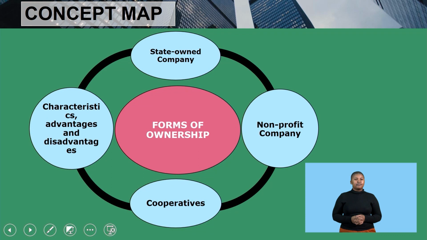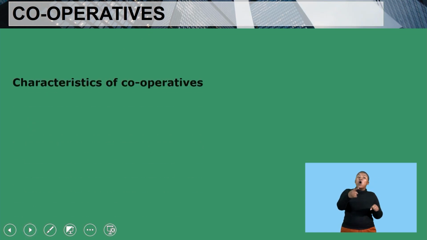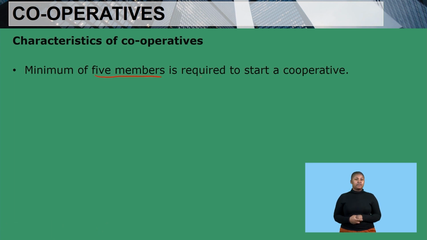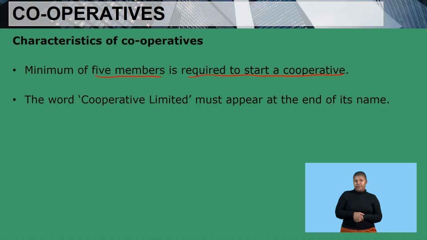Let's move on to our last concept of the lesson, which is the characteristics, advantages, and disadvantages of cooperatives. Characteristics of cooperatives: a minimum of 5 members is required to start a cooperative. So when you want to start a cooperative, remember we said it's a voluntary association, so it only needs 5 people to start. The word "cooperative limited" must appear at the end of its name.